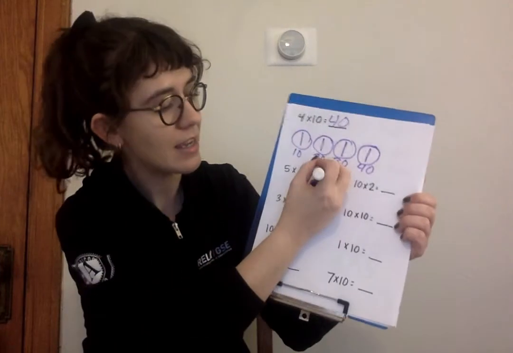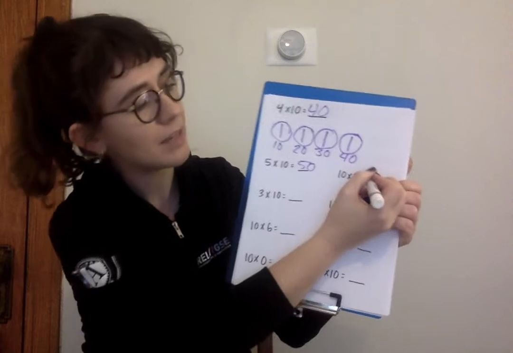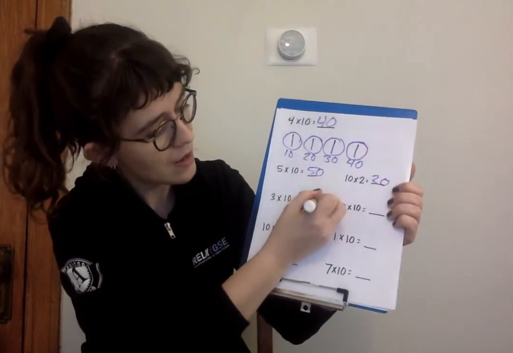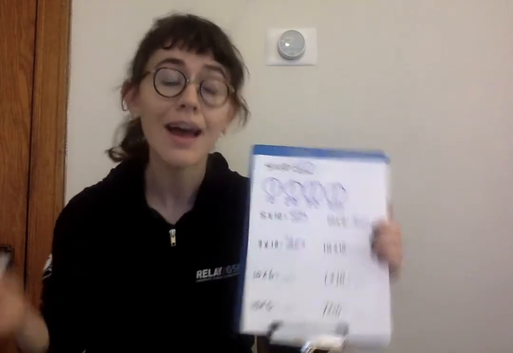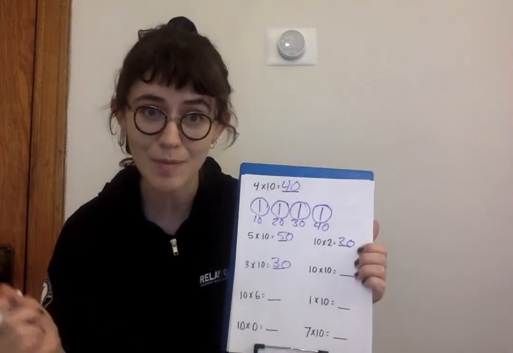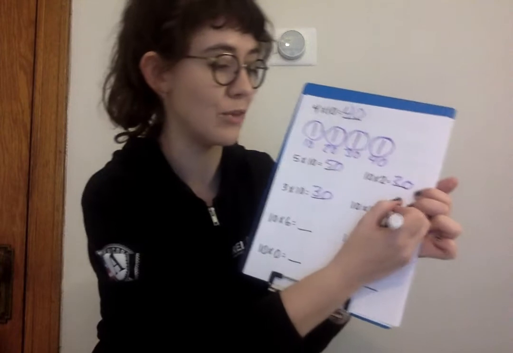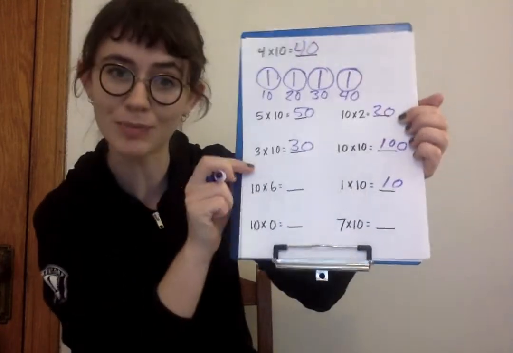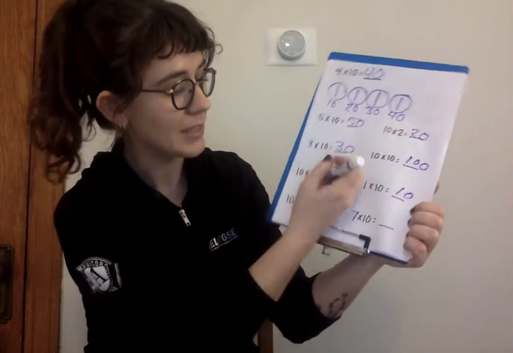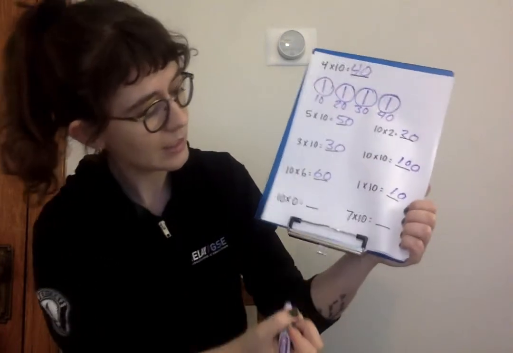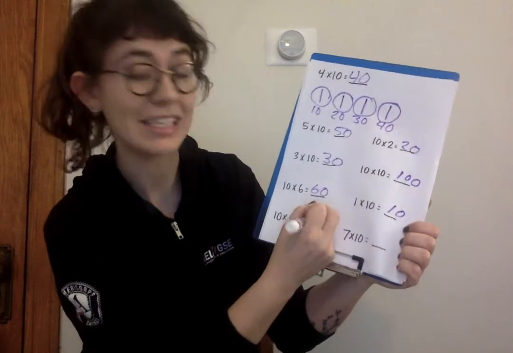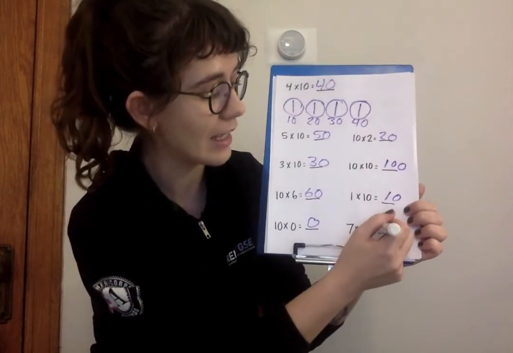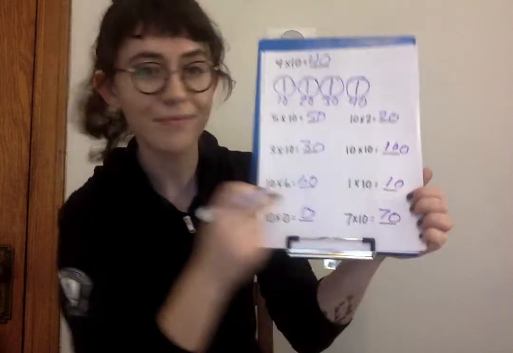5 times 10 is 50. 5 times 2 is 20. 3 times 10 is 30. 10 times 10, if I have 10 10s, I can bundle them and make 100. So 10 times 10 is 100. 1 times 10, that just stays the same. It's 10 because we're multiplying by 1. 10 times 6 is 60. 10 times 0 is 0. Don't get tricked. Anything times 0 is 0. And then 7 times 10 is 70.